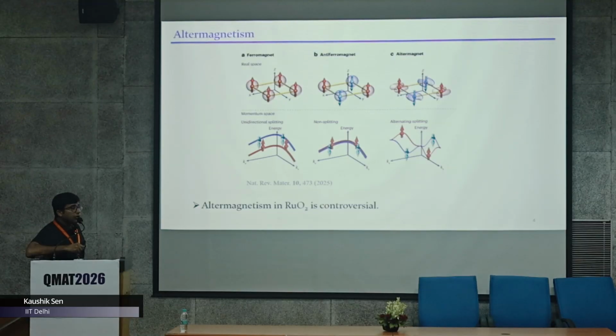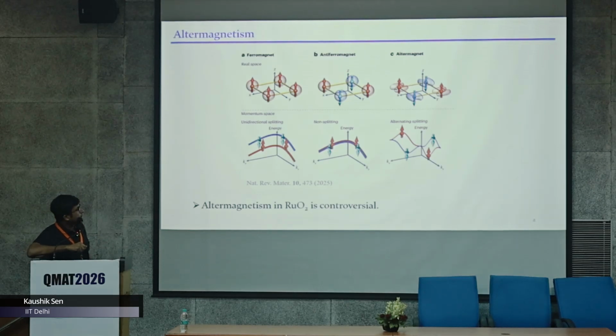But now comes the altermagnet. It looks like an antiferromagnetic arrangement. Of course, in their local environment, this is anisotropic spin, we call it. And in the band structure, there will be splitting. These two split bands will alternate, but there must be some splitting.